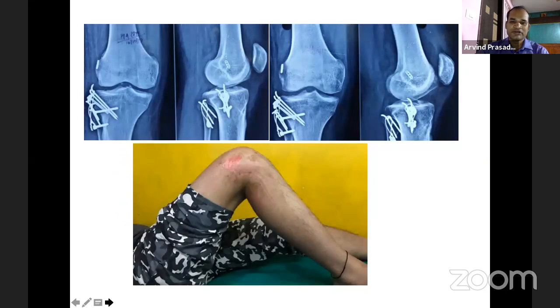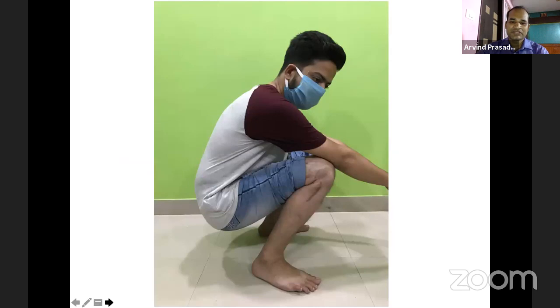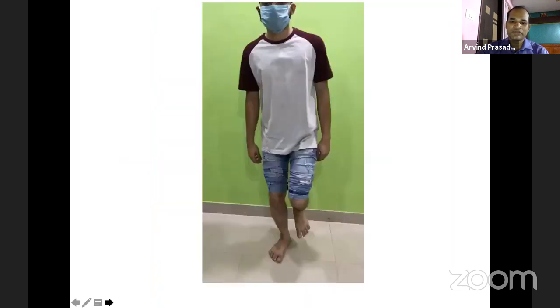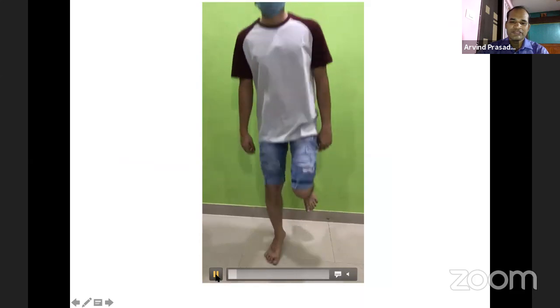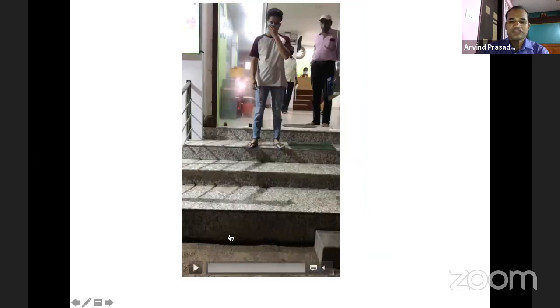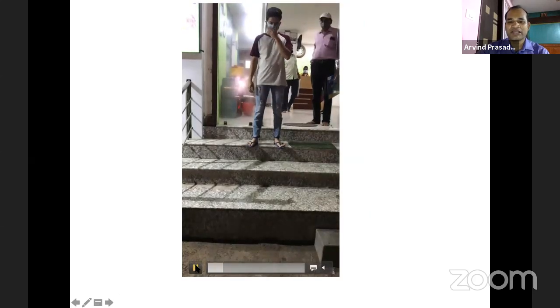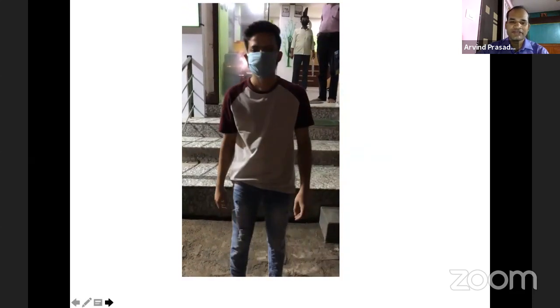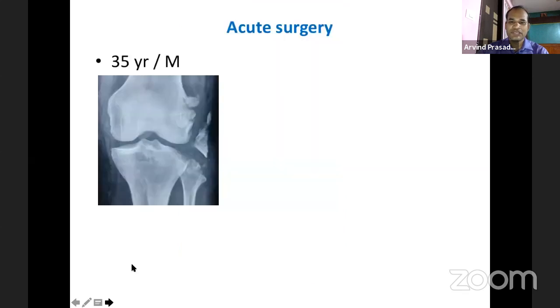This is after almost 6 weeks, and this is the follow-up after that. And you can see how much he can do. In such type of injury, aggressive rehab is very important. You can see the patient is landing on the affected limb also. So when there is acute repair and at the same time reconstruction of the central ligament, the rehab part is very important because chances of stiffness in such type of injury are very high.